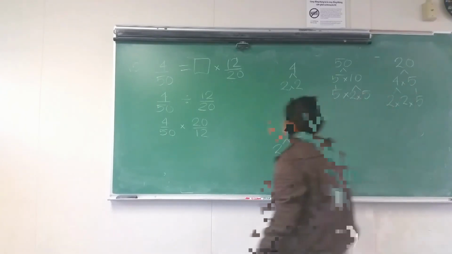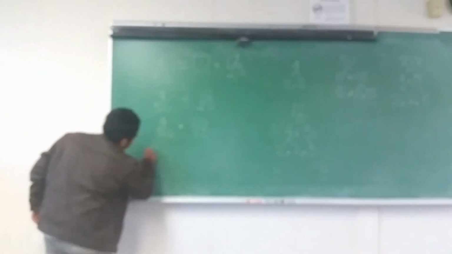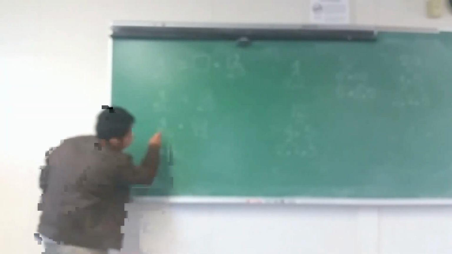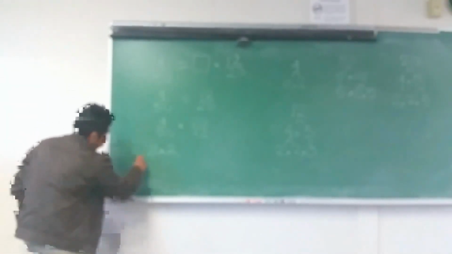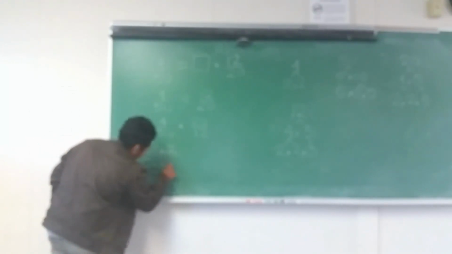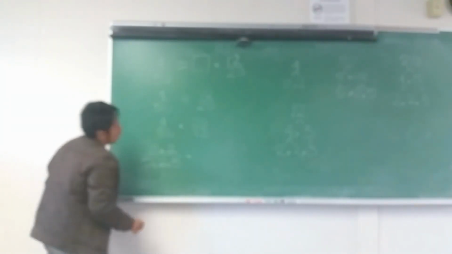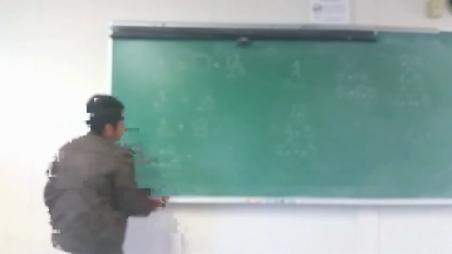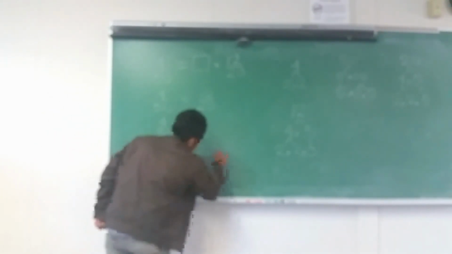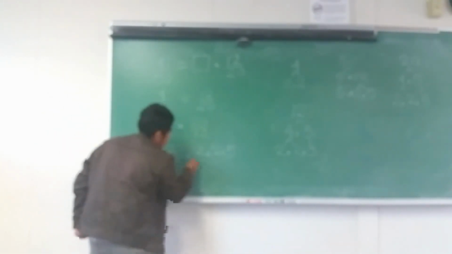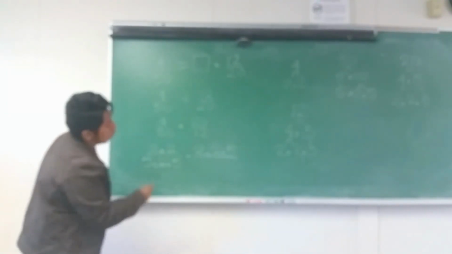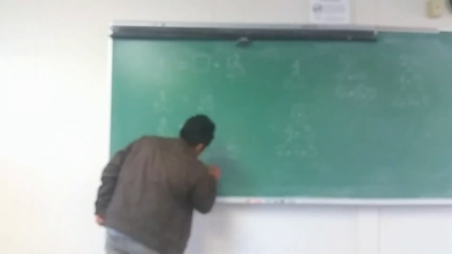Now let's rewrite everything here. So that 4 is going to be 2 times 2 over the 50 that we have there, which is 5 times 2 times another 5. And the 20 is 2 times 2 times 5, over 12. 12 in this case is 2 times 2 times 3.